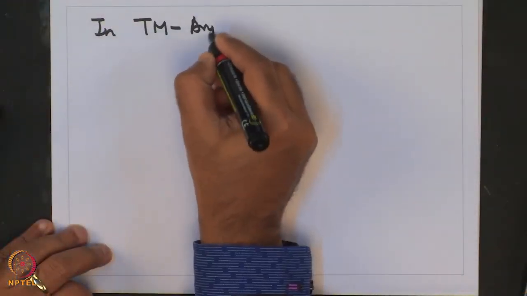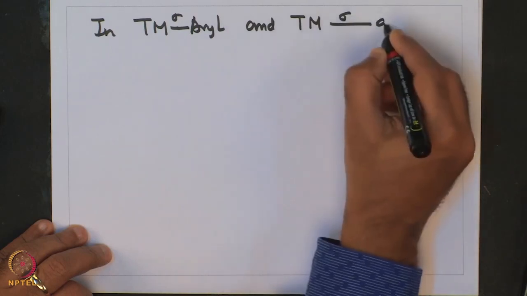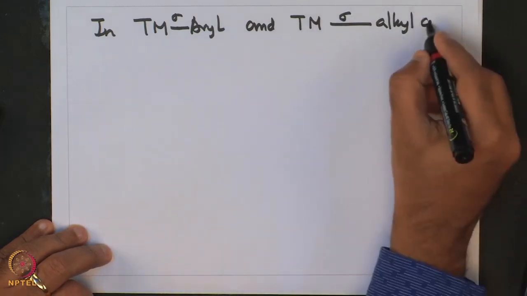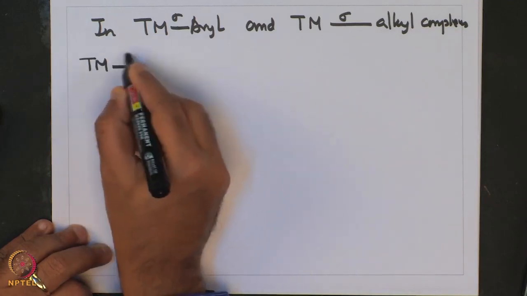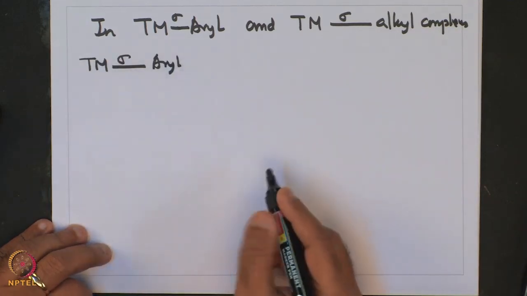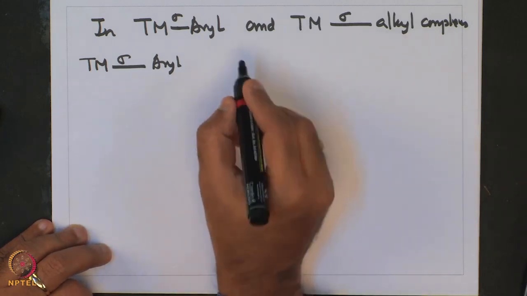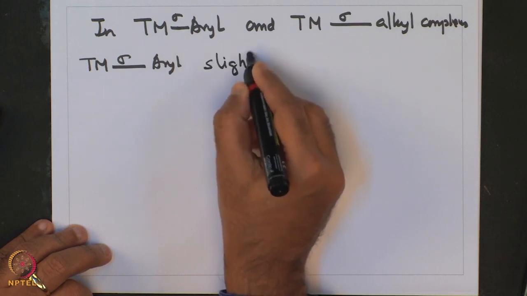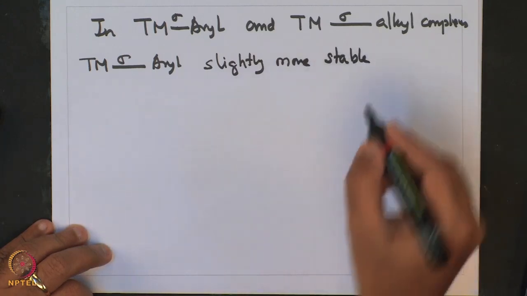I will illustrate this with an example on their stability. In comparison of transition metal sigma aryl and transition metal sigma alkyl complexes, as the aryl ones have more metal to ligand pi back donation than the sigma alkyl ones, they are slightly more stable than the transition metal alkyl complexes.